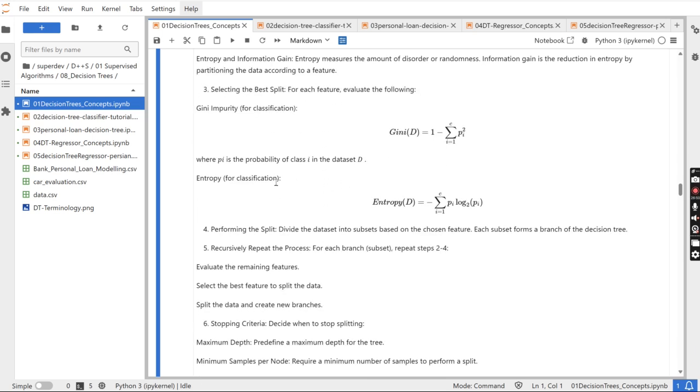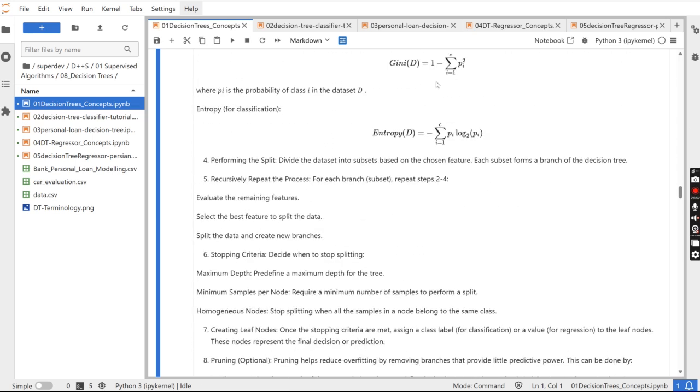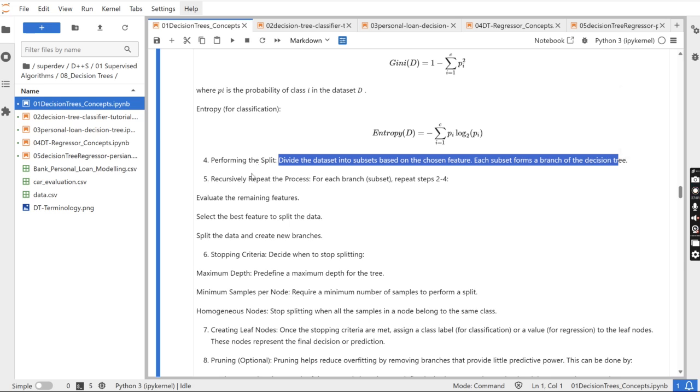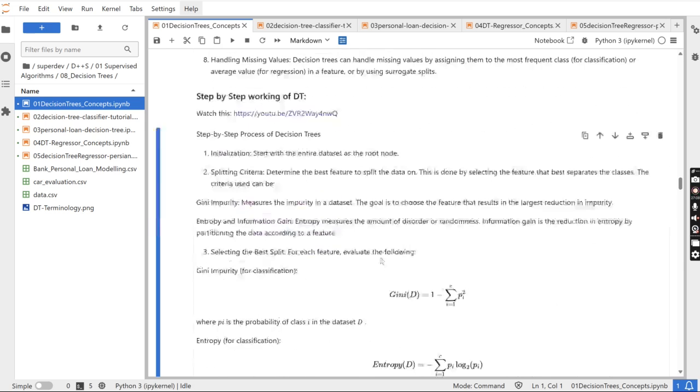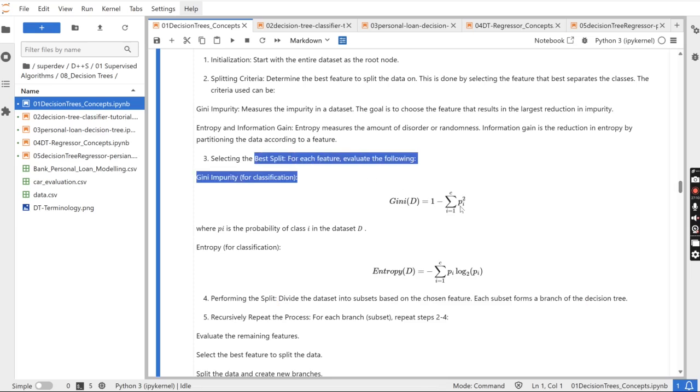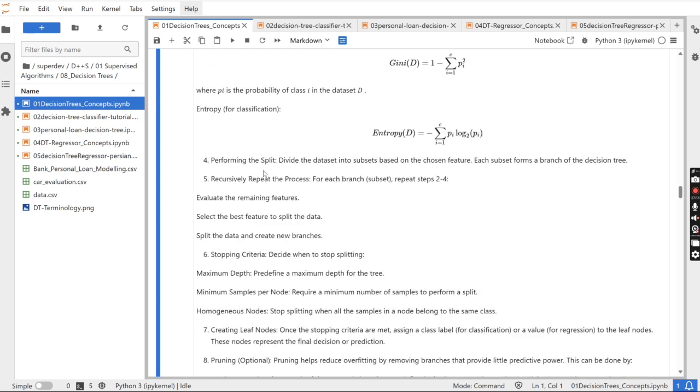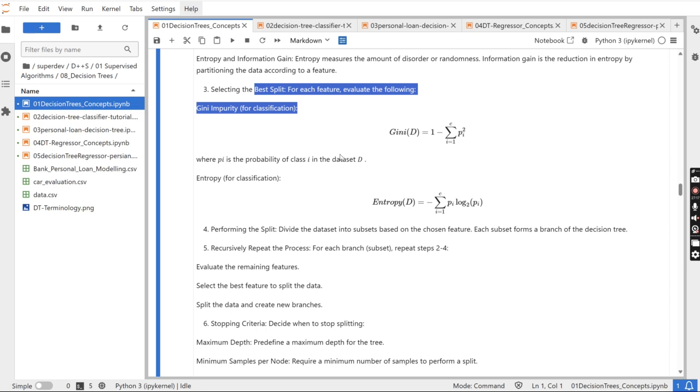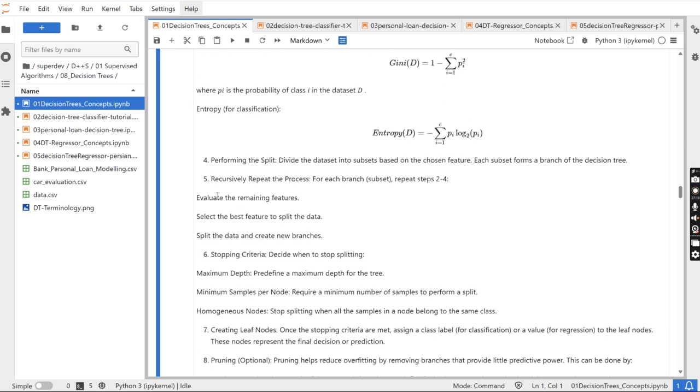Once you have the split based on these criteria, you can divide the data set into subsets. How many subsets? Two subsets. Each subset will form a branch. At each branch, that is, at each decision node that you have created, you will again repeat the same process. You calculate the probability of occurrence of that particular data point, subtract it from 1 to calculate the Gini, and again do the splitting, and that will continue.